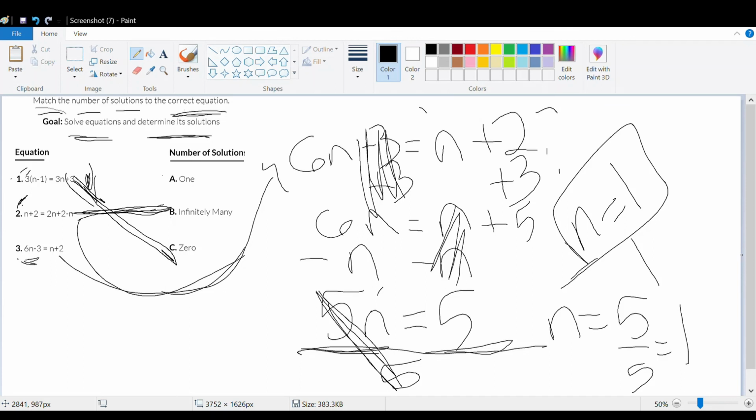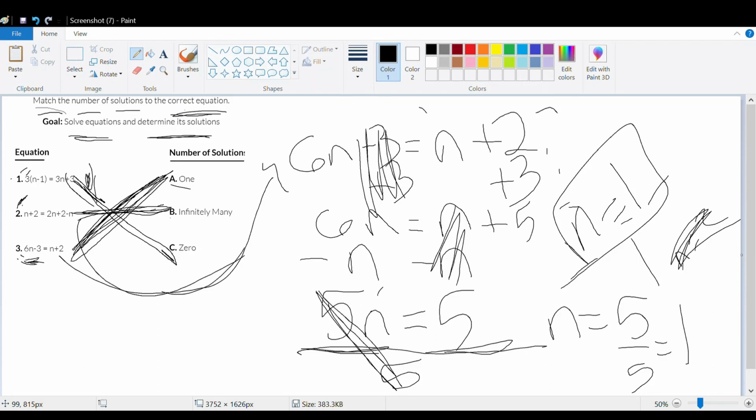And 1 is the only solution, because if we put in 2 for n, it does not work. The only number that makes the equation true is when n equals 1. That is the only solution. Therefore, the third equation matches up with A. 1 is the number of solutions for the third equation.